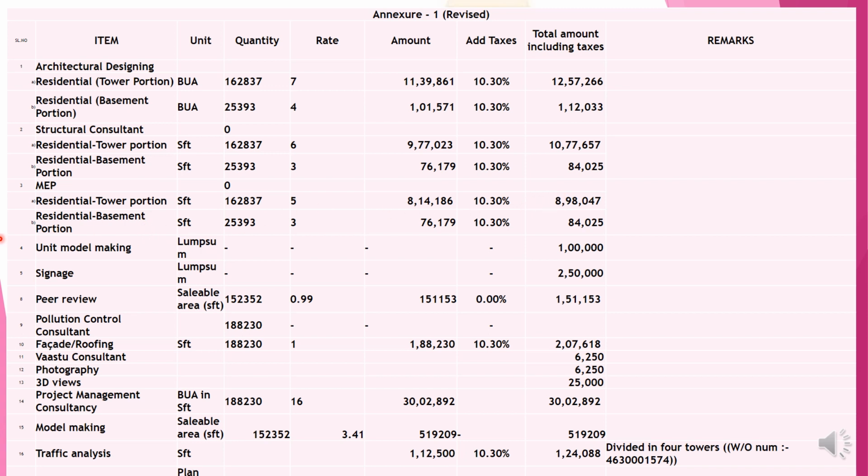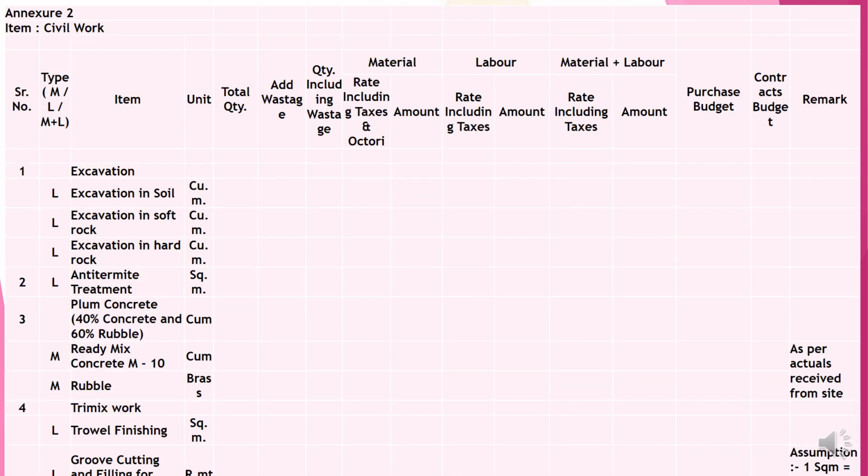MEP, residential tower, residential basement segregated, and this is the cost. Unit model making, signage, peer review, pollution control, facade, vastu consultant, photography, 3D views, project management, model making, traffic analysis, etc. These are the costs that have been divided, and you have to verify the annexure which I have attached to this presentation, which will give you a clear indication.